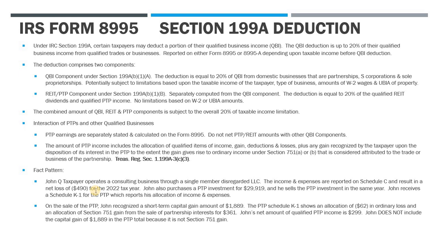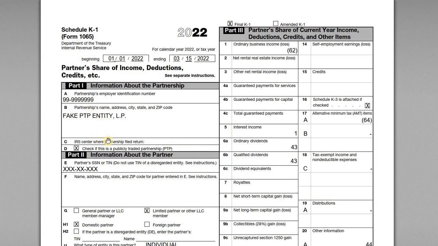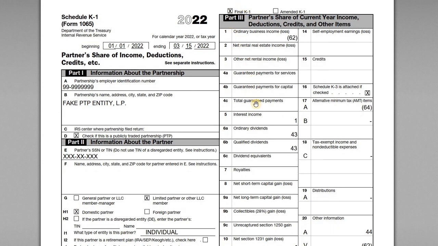So he holds the PTP investment for a couple months, sells it, recognizes some gain on the transaction. So he gets his K1 for the PTP at the end of the year, which shows his allocation of the income and expenses. And that's the piece right here. So he's got his K1 from the PTP entity for just a couple of months that he owned it. And so we can see here it's also being marked final, right, because he sold all of his investment.